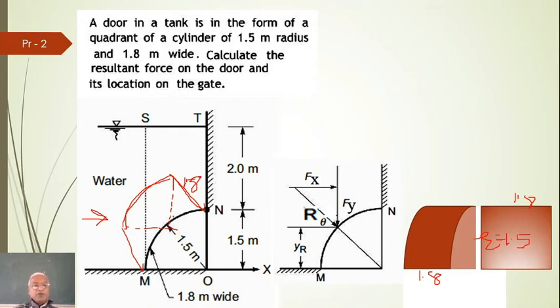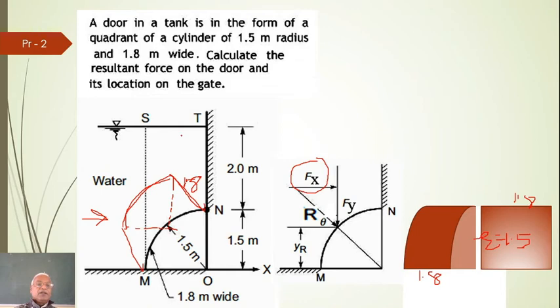So originally, if you look at that, it is nothing but just a quadrant of a circle, but it is a cylindrical quadrant. The front view is just a rectangle, and what is the force which will be acting on this rectangle? That will be Fx. Fx is the horizontal force on a projected vertical surface.